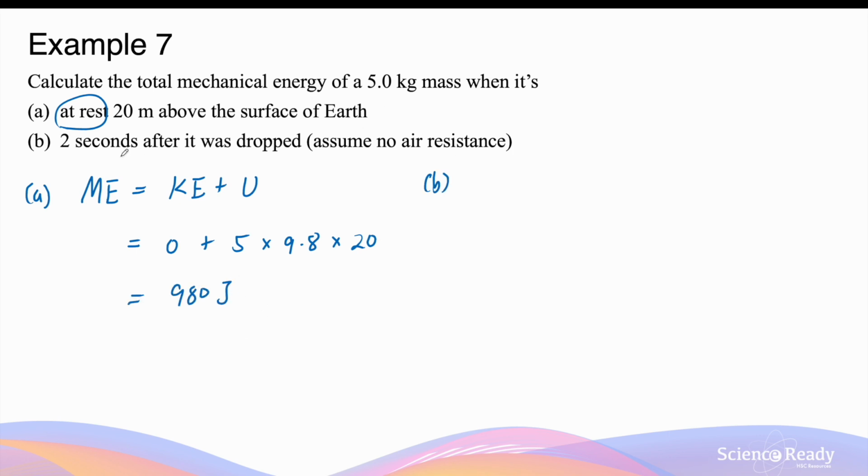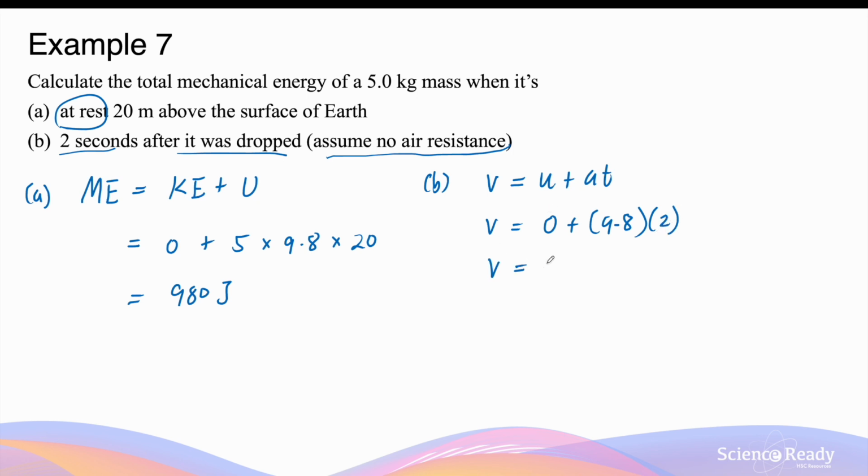What about the mechanical energy 2 seconds after it was dropped? Well, we need to first find the velocity of the object in order to find its new kinetic energy. We can find this by using one of the kinematic equations, v equals u plus at. v equals 0 plus the acceleration of gravity. Again, we use 9.8 here because we're assuming there's no air resistance. If there was air resistance, the acceleration would be different because the weight force wouldn't be the only force acting on the object. Time is 2 seconds. The final velocity of the object is 19.6 meters per second.